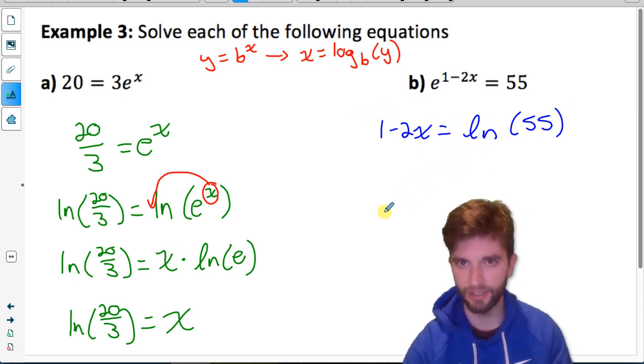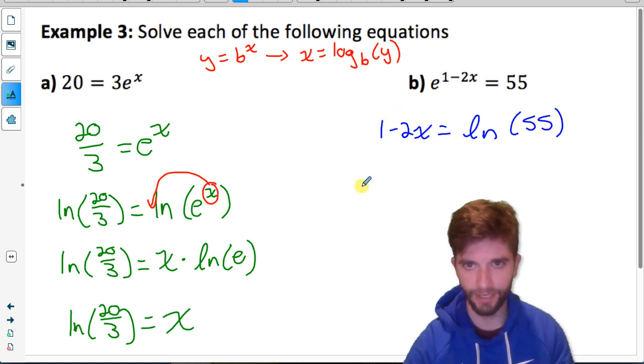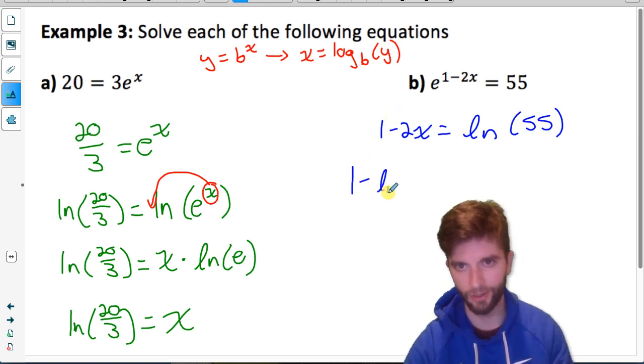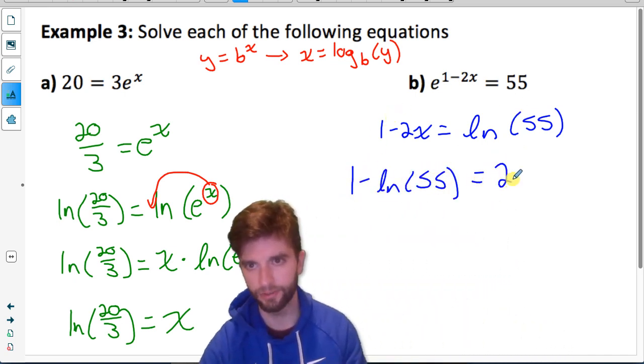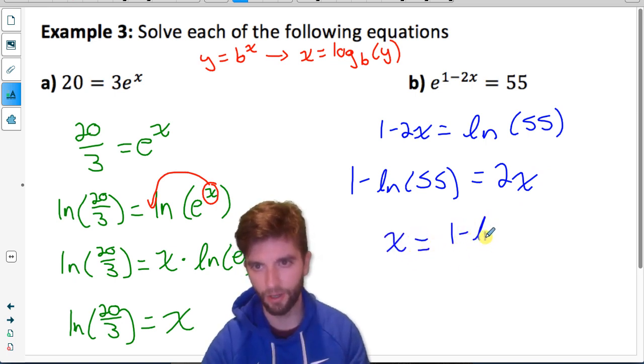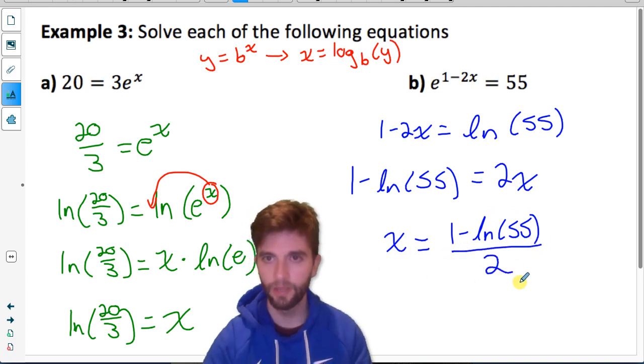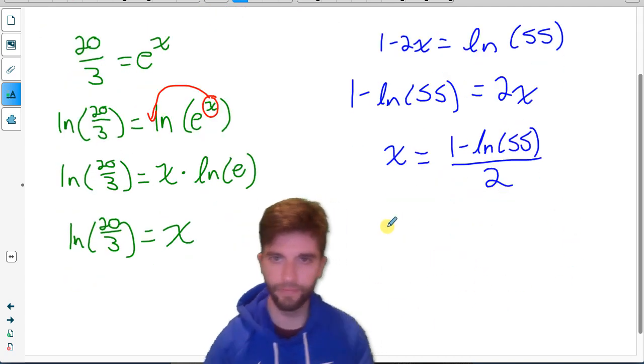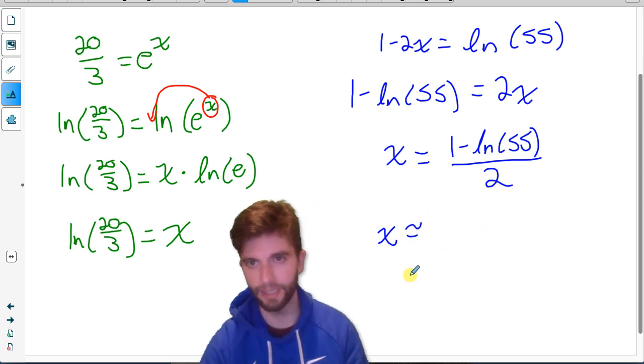Now we just have to isolate the x. So let me just add the 2x to the right and subtract the ln 55 to the left. So I've got 1 minus ln 55 equals 2x. And now I'll divide by 2. 1 minus ln 55 over 2. That would be the exact value for x. Let me get an approximate value by typing that in.